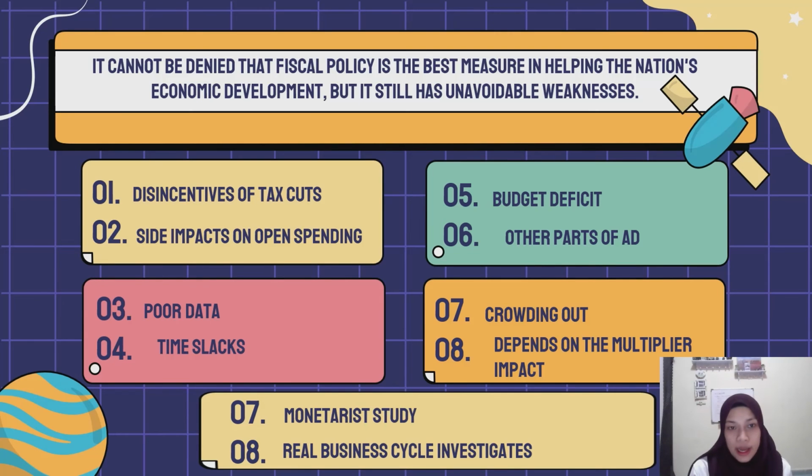It cannot be denied that fiscal policy is the best measure in helping national economic development, but it still has unavoidable weaknesses, which are: first, ineffectiveness of tax cut; second, side impact of public spending; next is poor data, time lag, budget deficit, other parts of AD, crowding out, depending on multiplier impact, and monetary study, and lastly is real business cycle investigation.